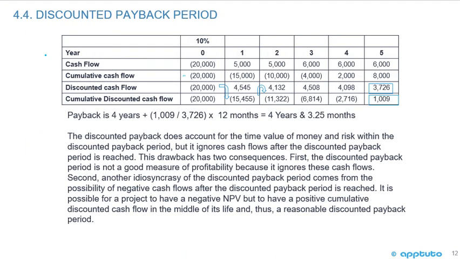Okay, so now we're going to look at the discounted payback period, and we're going to use an interest rate of 10%. So we're using the same data as the previous slide.